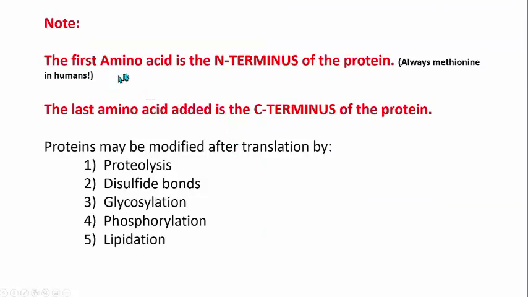Make sure that you understand that the first amino acid produced is always the N-terminus, and in humans, that is always methionine. Make sure you understand that the last amino acid added is the C-terminus of the protein, and that after the protein has been produced, we can do a lot of things to modify our protein. Both Dr. Peterson and Dr. Moore have talked to you about all of these different events. They happen in other regions of the cell, and I will not go into them. But you can proteolyze it, you can add disulfide bonds, you can add sugars to it, you can add phosphates to it, you can even add lipids to the proteins once they are translated.